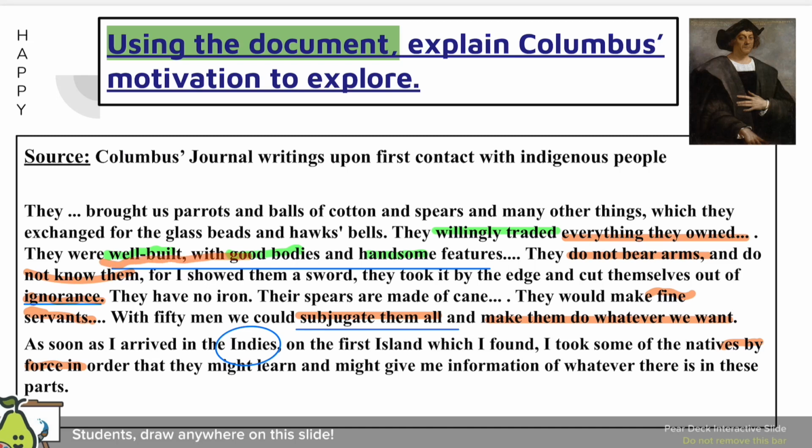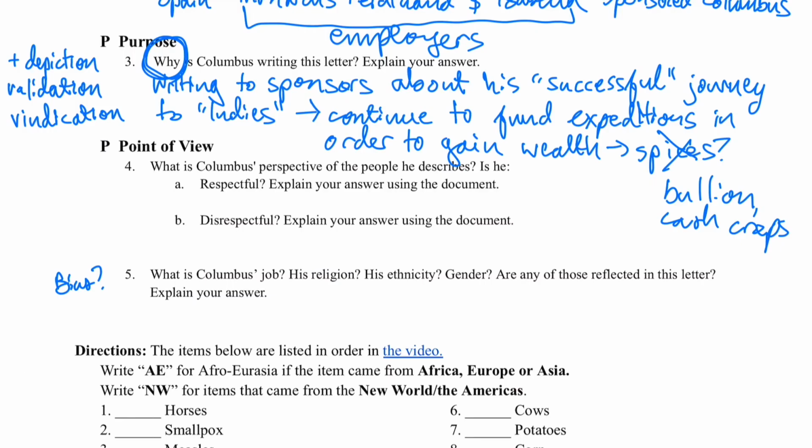So overall, we see a lot more orange than we see green. And even the respectful, quote unquote, things that he says about the natives kind of objectify them. Talking about how they're well built with good bodies and handsome features may be leaning more towards, oh, I'm planning to use them as servants. They're well built, they have good bodies for labor. So overall, if we were going to argue about his perspective of the natives, he's more disrespectful than he is respectful.